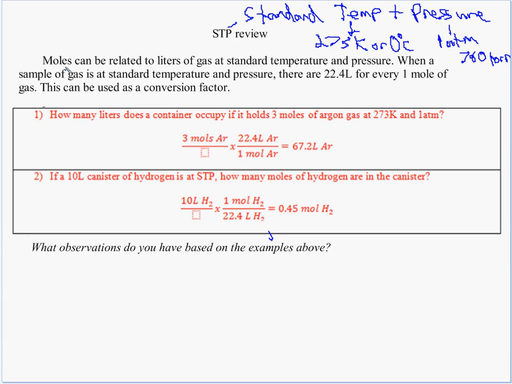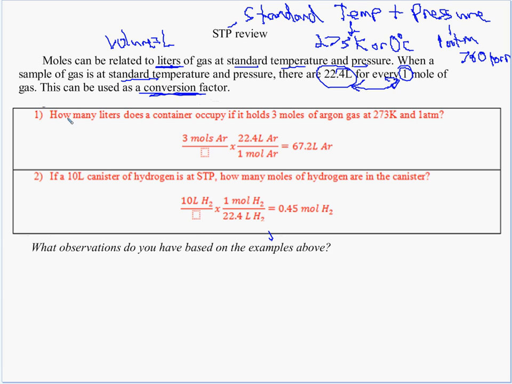All right, so what's this say? Moles can be related to liters, that's L, of gas. This is volume. Right, it's liters of gas at standard temperature and pressure. So there's our STP. When a sample of gas is at standard temperature and pressure, there are 22.4 liters for every 1 mole. Okay, so 22.4 liters for every 1 mole of gas. This can be used as a conversion factor. So that means numerator, denominator.